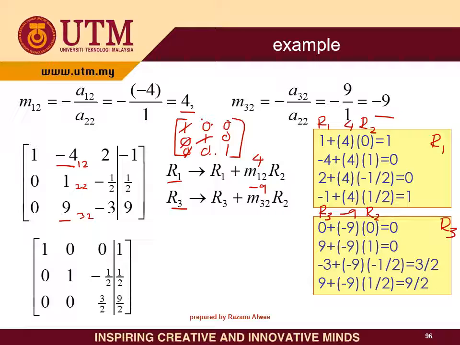Alright, then we can see that 1 0 0 1 for row 1, and then 0 0 3 over 2 9 over 2 for row 3. So we have not just 2, 3 now is already 0, so we only have 2 to change now, which is these two.